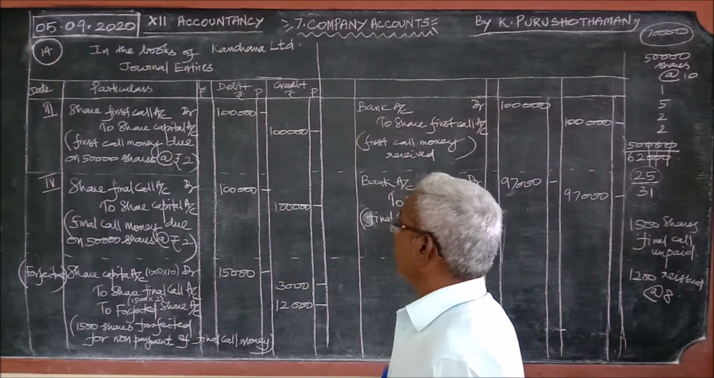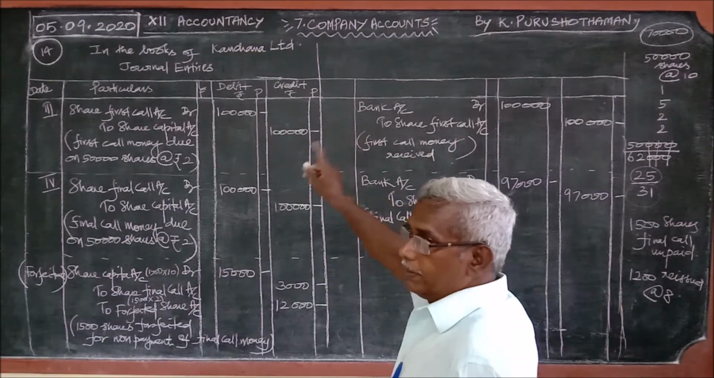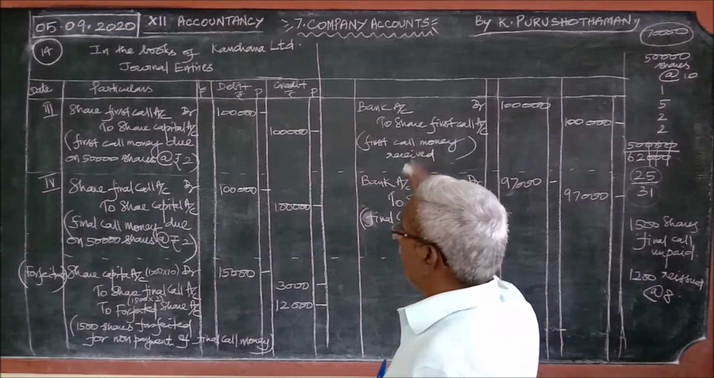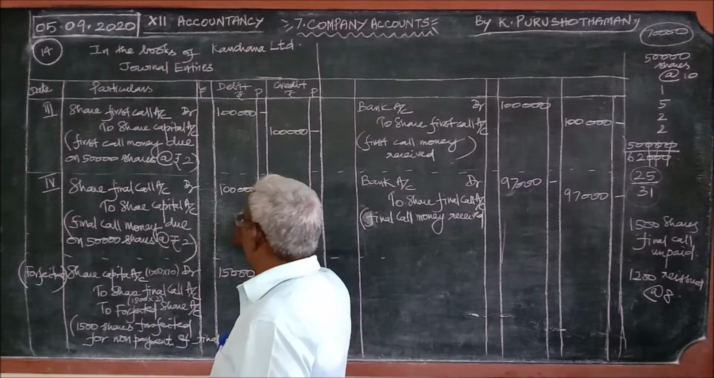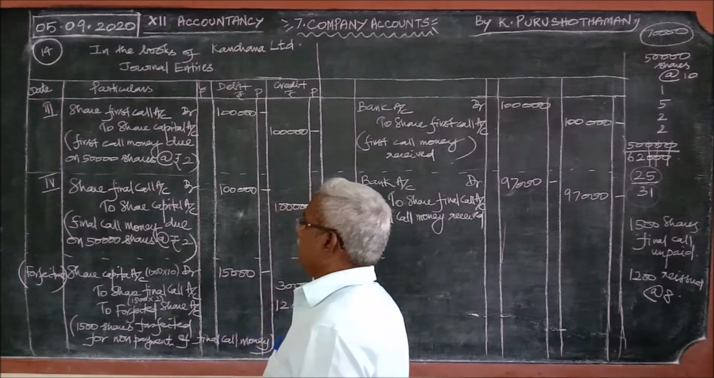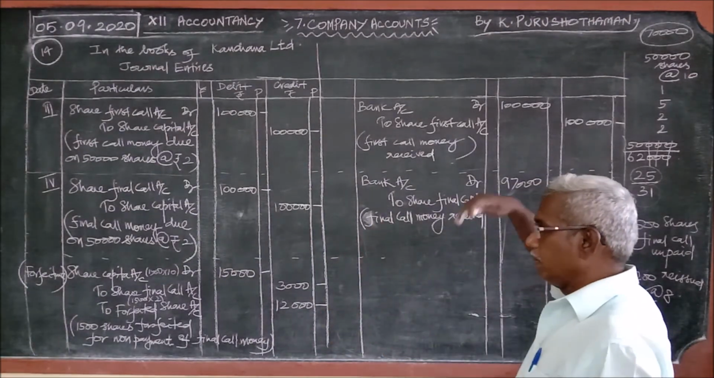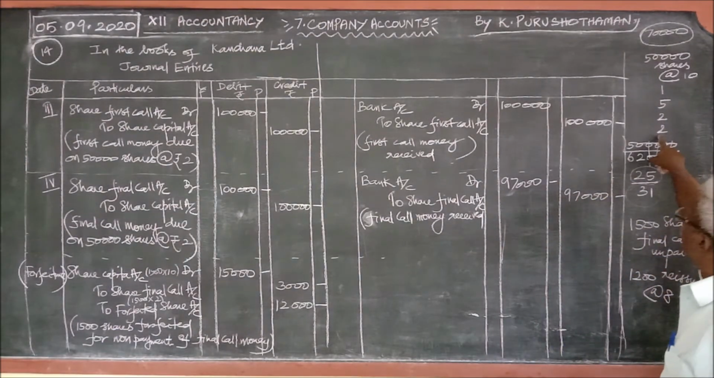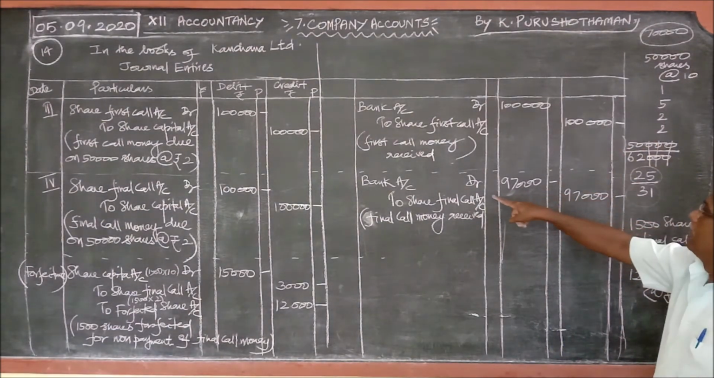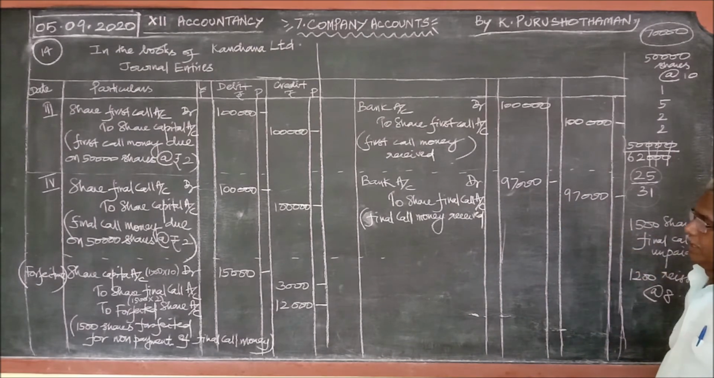Once again I repeat, how to fill up? First call, no problem. You can write 50,000 into 2, 1 lakh. And the final call also for the first entry, no problem. 50,000 into 2, 1 lakh we can write. But what happens? One person having 1,500 shares did not pay the final call money. Therefore, 1,500 into 2, 3,000 was not received by the bank. Therefore, 97,000 we have written here. And those 1,500 shares were forfeited.